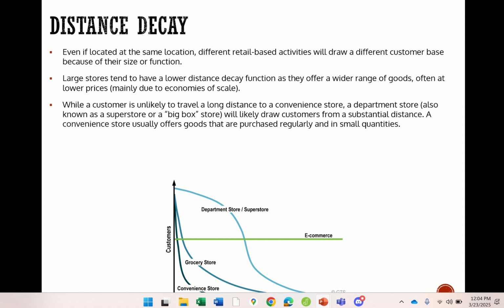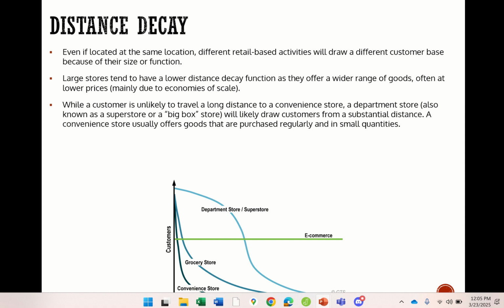And then on the extreme end, where you have a big box store, departmental store, this is usually where you're going to make a large, high-priced purchase. Maybe an appliance, refrigerator, sofa, television, something like that. Something that you do not purchase very often, not like a convenience store or a grocery store. So you're willing to travel further to make that purchase.